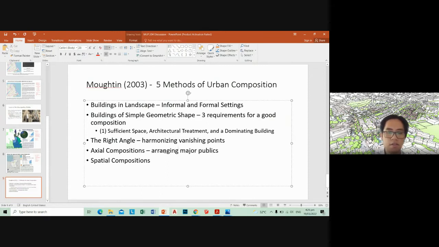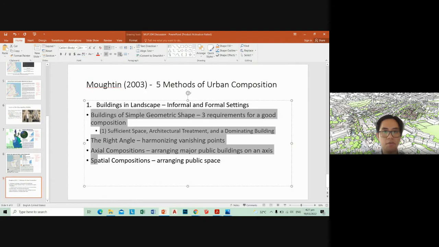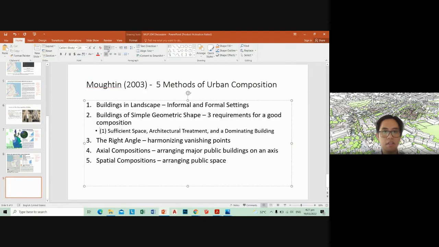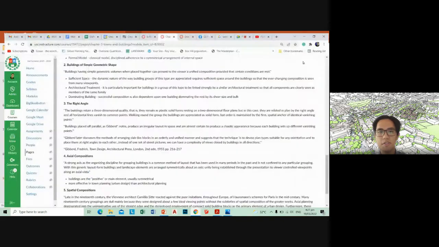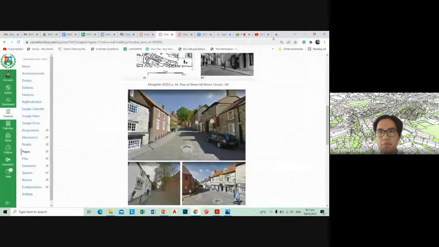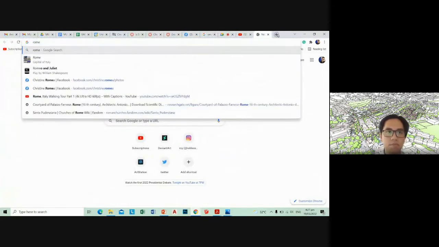arranging public buildings on an axis, and this is arranging a public space. That's public space in general. Okay, let me change these to numbers. I think numbers will work here. I'll just do this very quickly in this module. Actually, we need a sample here. Let's go to Rome real quick.